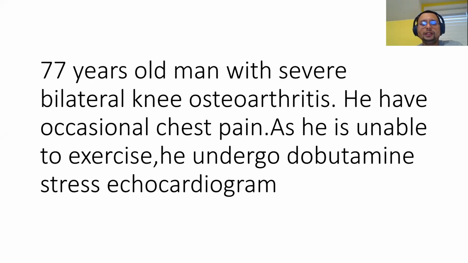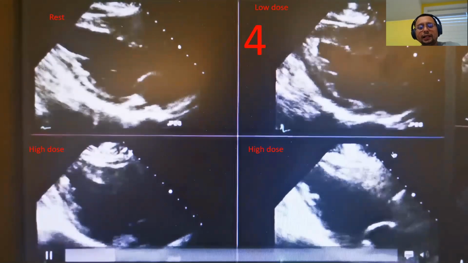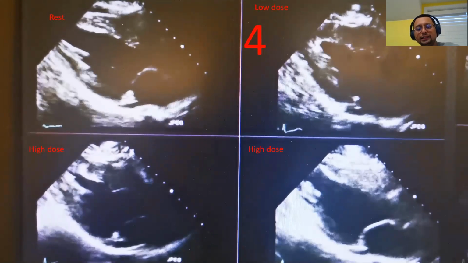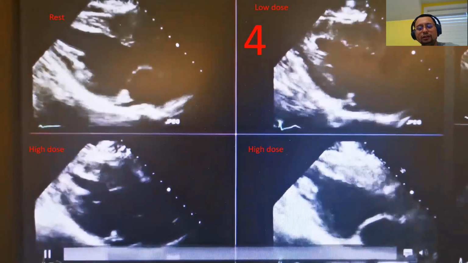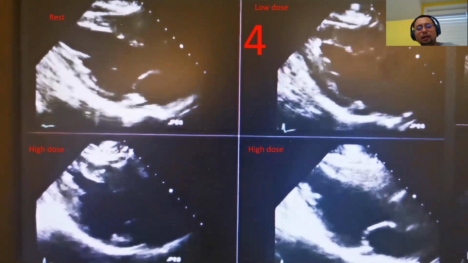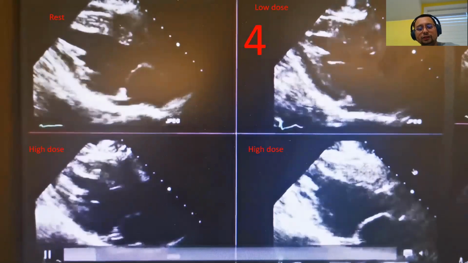So let's look at this patient. We have a 77 years old man with severe bilateral knee osteoarthritis. He has occasional chest pain. As he is unable to exercise, he undergoes dobutamine stress echocardiogram. So this is parasternal long axis view. That is rest, low dose, and high dose. Just look at rest, low dose, and high dose.